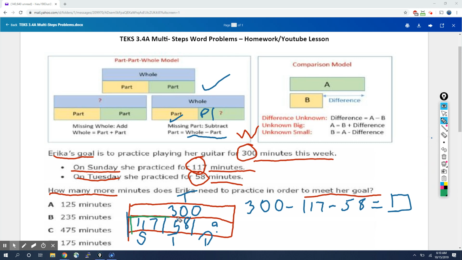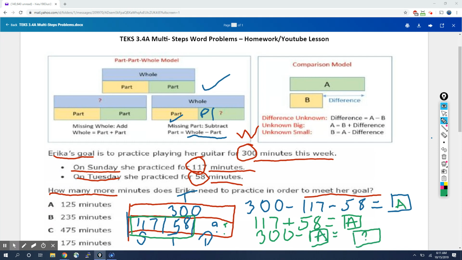So step 1, I'm going to do 117 plus 58 equal to an answer, right? I'm going to put an answer here too. That just finds the total for the two parts. We didn't find the missing one right here. So what we can do is take the 300, take away the answer that we just found, and that gives us the answer to the question that we have. So Miss Nguyen is going to show you two different ways.